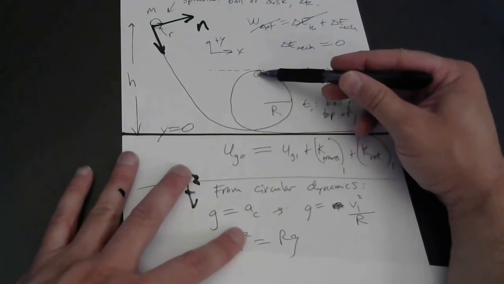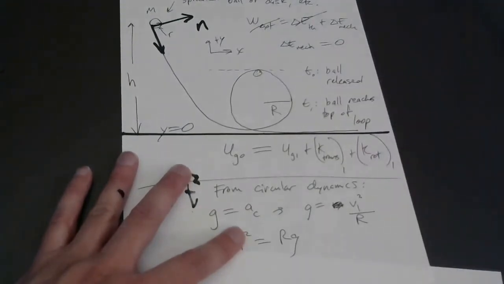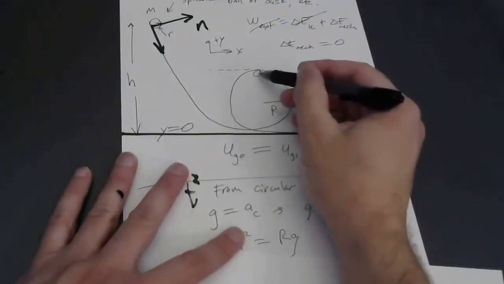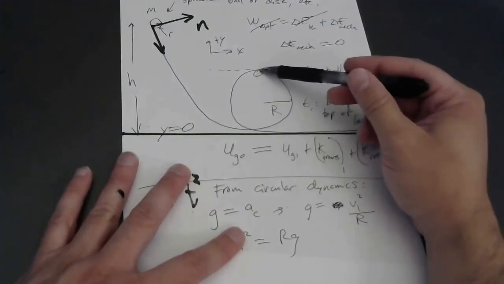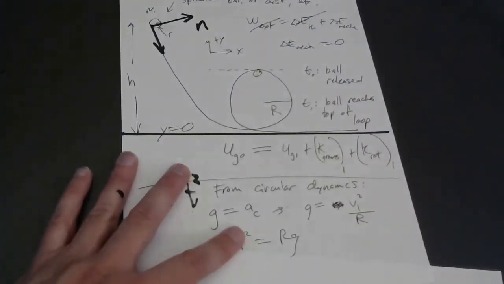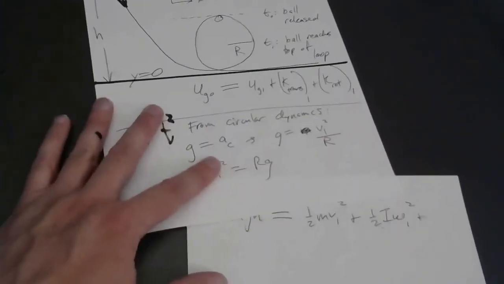It's a little bit lower than that, right? So if you really wanted to account for that and be precise, your equation would be more complicated. But let's just pretend that the diameter of this ball is really small compared to the diameter of the loop. So we're not introducing much error by ignoring that difficulty.